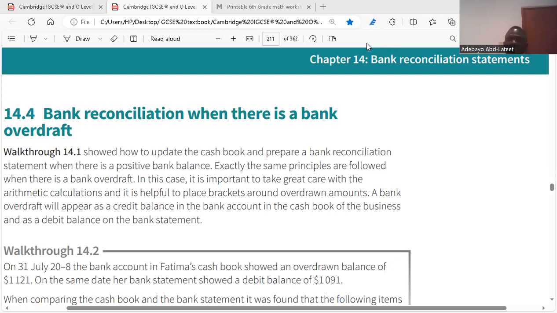With a bank overdraft, your bank statement is going to have a debit balance. That's the first thing. Now let's go to the other side.